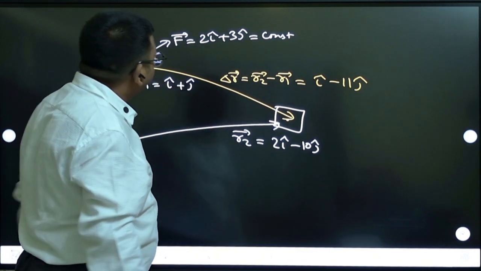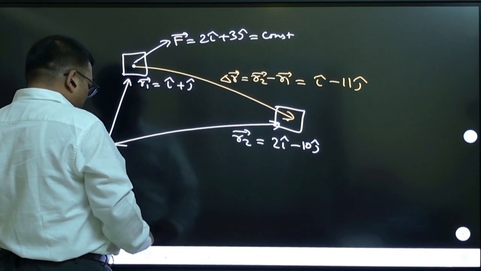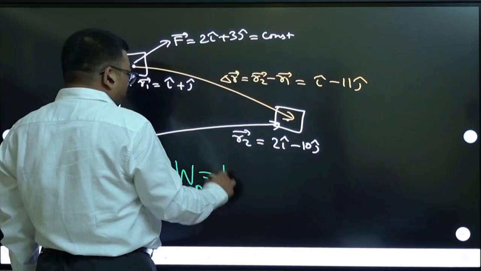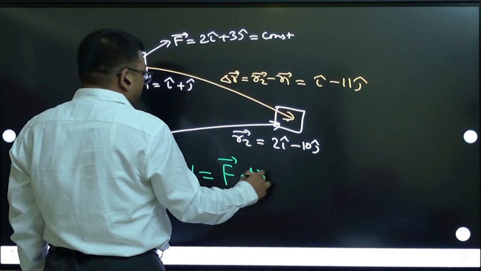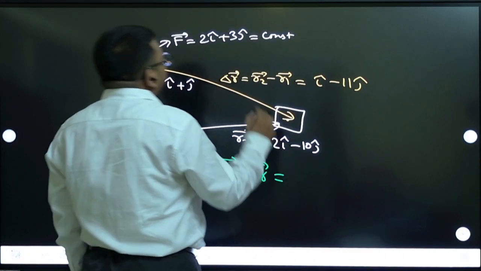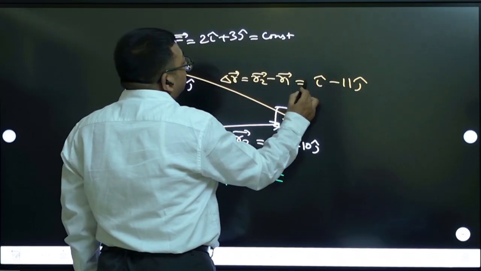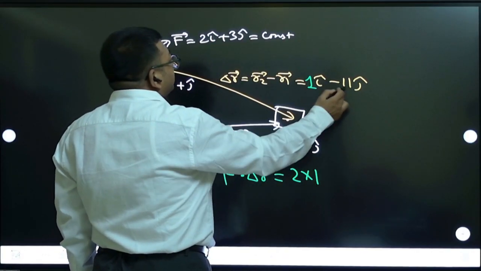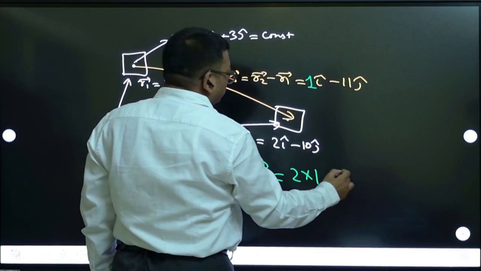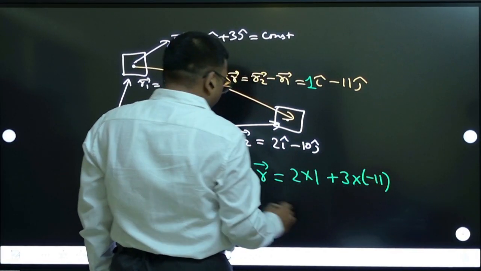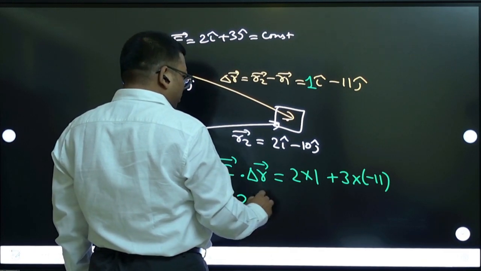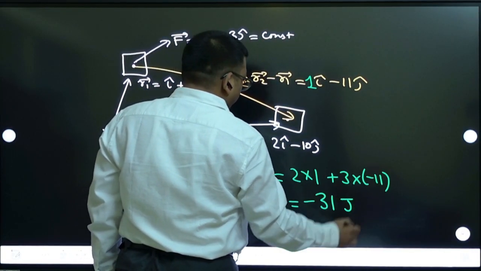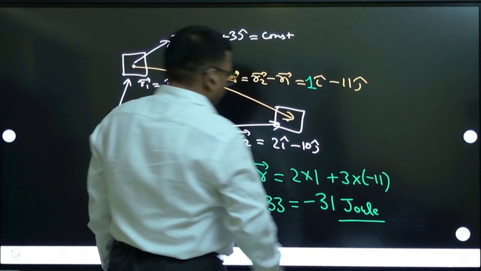So you got delta r and force. Work done can now be calculated: the work done by this force is the dot product of force and displacement. So now you do the dot product. Force is already given, displacement you calculated. Here this is 1, right? So multiply 1 and 2, so 2 into 1 you will do, and here minus 11 and 3, so 3 into minus 11 you will do. So you will calculate work done as 2 minus 33. So that becomes minus 31 joule. Joule is the unit of work.